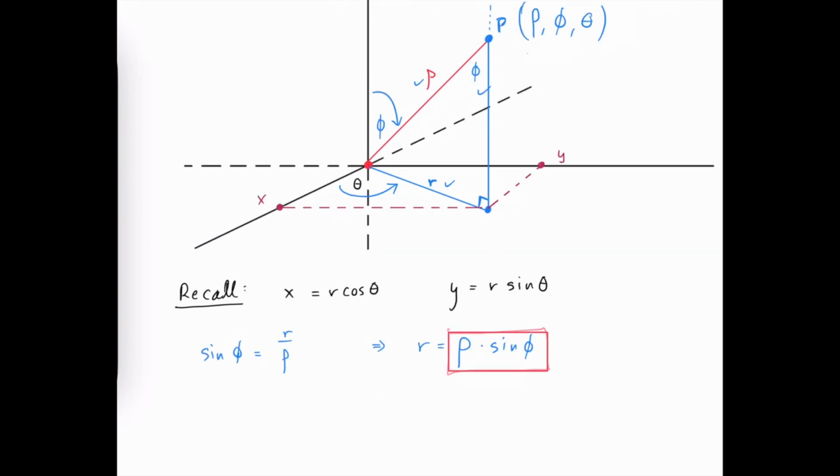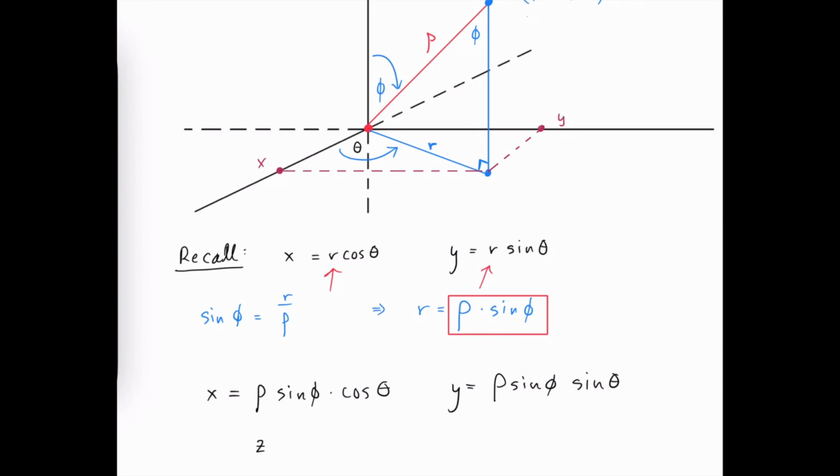So now we'll substitute this in for our r values to get the conversion formulas that are going to take us from rectangular into spherical coordinates. X is equal to rho sine phi times the cosine of theta. Y is equal to rho sine phi times the sine of theta. But we still need a conversion formula for z.